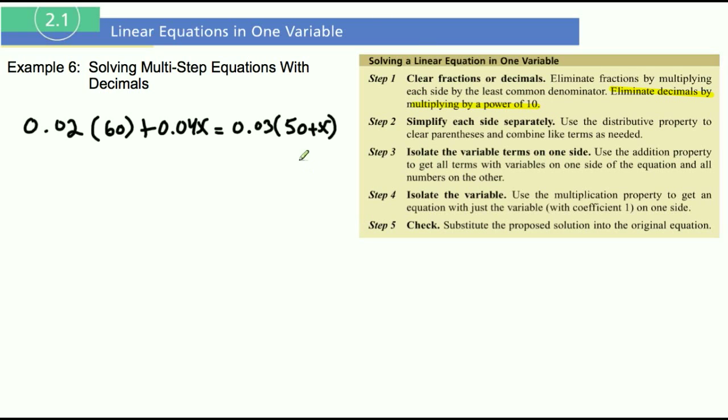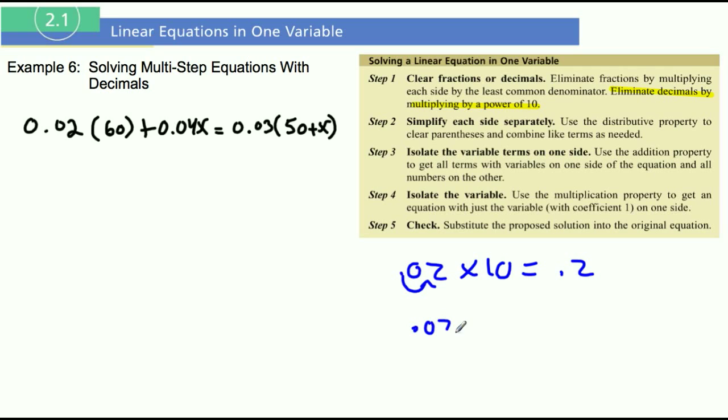When you multiply something by 10, 100, 1,000, 10,000, it moves the decimal over one time every time that you multiply by 10. For example, if I were to multiply 0.02 times 10, then the answer now would be 0.2. See how the decimal moved over once.